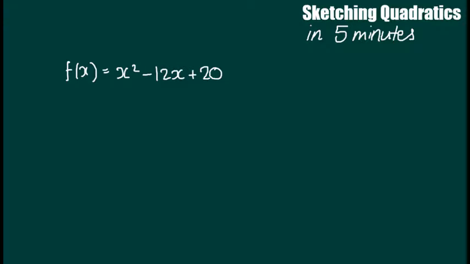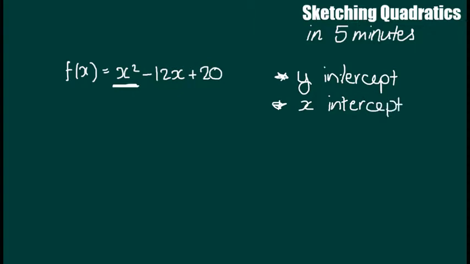Okay, so we're going to do sketching quadratics in 5 minutes tops. So I've got the function f of x, which means y, don't forget, is x squared minus 12x plus 20. We know it's a quadratic because the highest power of x is this x squared there, making it quadratic. So if I'm sketching this, I'm going to want to know my y-intercept, my x-intercept, and we also know it's a quadratic, so it's going to have two x-intercepts, two roots.